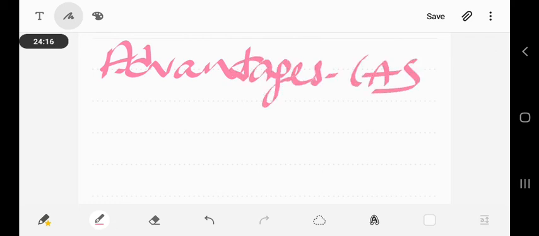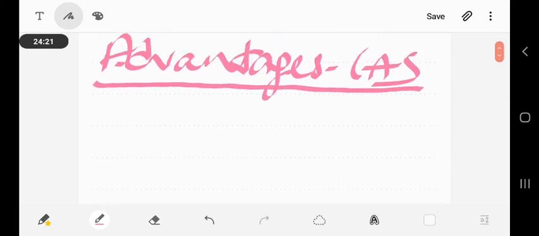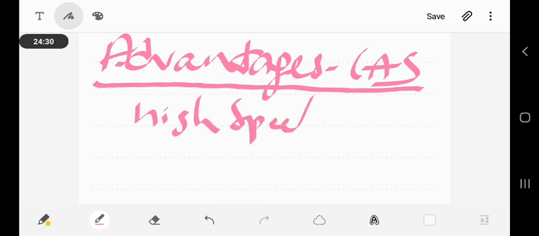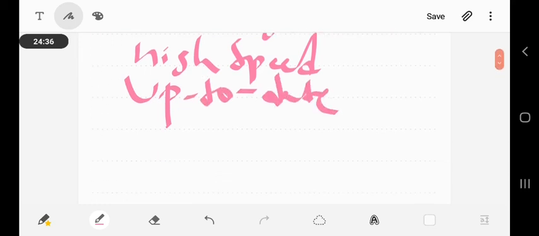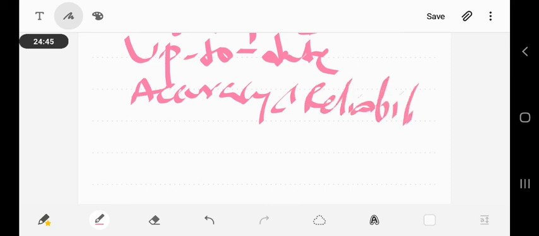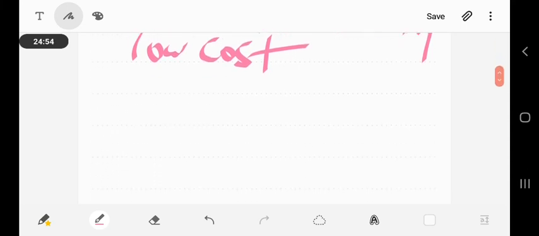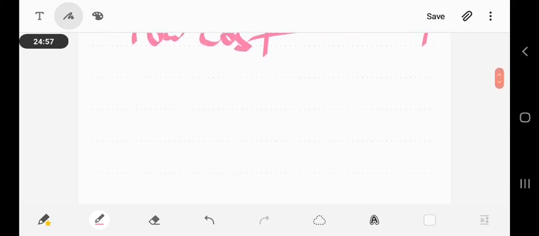The advantages lie with the computer applications of computerized accounting systems. The work is done with high speed, with availability of up to date information, that is high speed, up to date information, accuracy and reliability, and low cost. Handling accounting through computerized accounting will benefit with low cost in the long run.